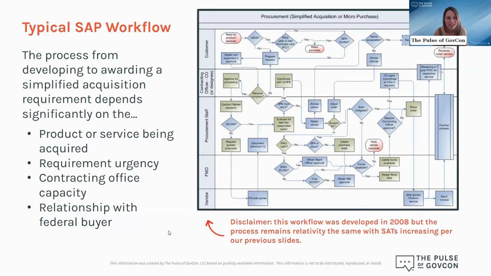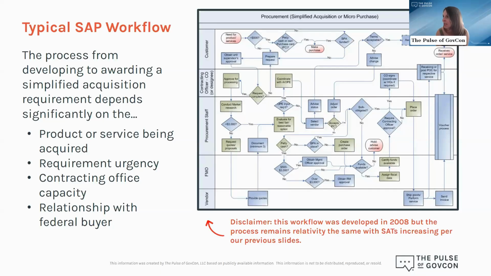So let's talk about the typical SAP workflow. I want to point out that the workflow you're seeing here was created back in 2008. I promise we have at least three big-time researchers, and we couldn't find anything that outlined this process from a government perspective any later. But this process still very much looks like this. Naming might be a little different. Is it petty cash? There's something about petty cash in there that doesn't really exist anymore with the federal government. But this is pretty accurate to what the process looks like right now.